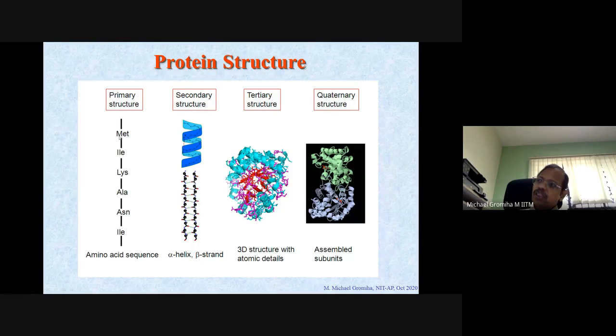So what is M? M is for methionine. This is the linear arrangement of amino acids. Then these amino acids form some specific patterns. They have some regular structure. That is called secondary structure.